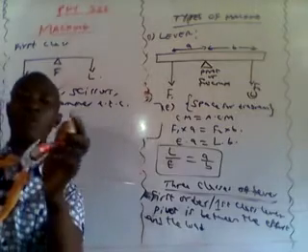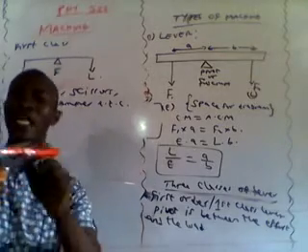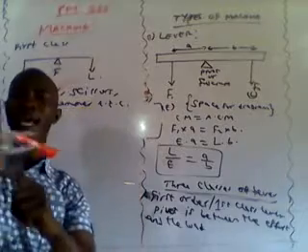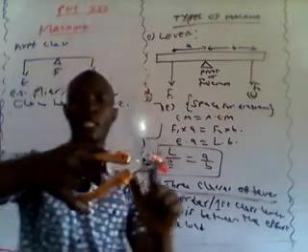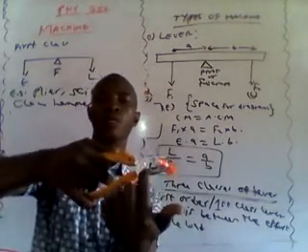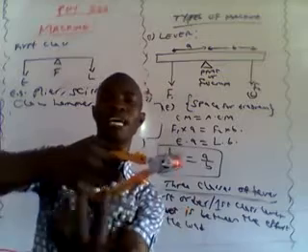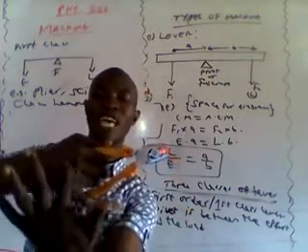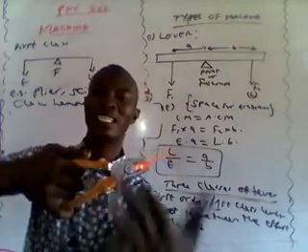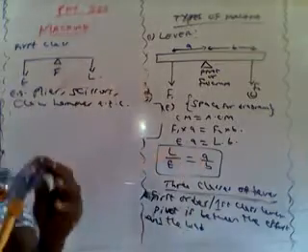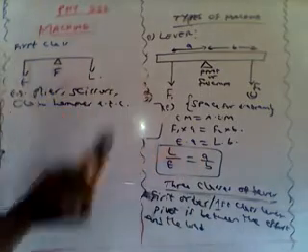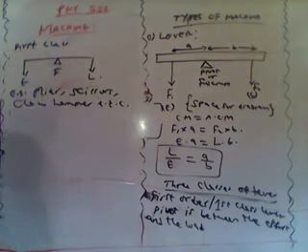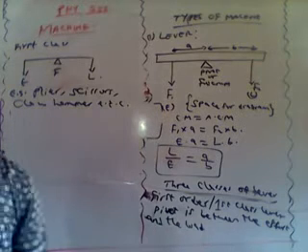For instance, I want to use this plier to hold this object. This is the load. I apply effort here. This is the load, the fulcrum, then I apply effort here. You can see that the fulcrum or the pivot is in between the effort applied and the load. So that's why we categorize the plier under what? Under first class lever or first order lever.